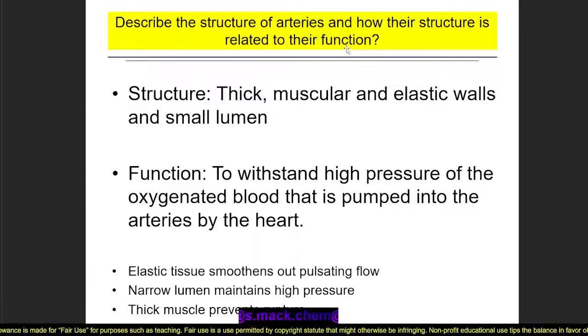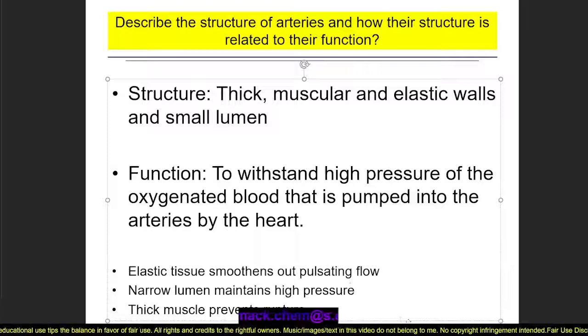Also, the size of the lumen will help to smoothen that blood flow. We say that a narrow lumen helps to maintain the high blood pressure, but it also helps to smoothen the blood flow. And the thicker the muscle, the better it is able to withstand this high blood pressure and prevent rupture. In the same way, a garden hose may burst and there may be a leak. Think of that as applied to your arteries. The thicker the walls, the better. Make sure to take down the notes seen on the screen.